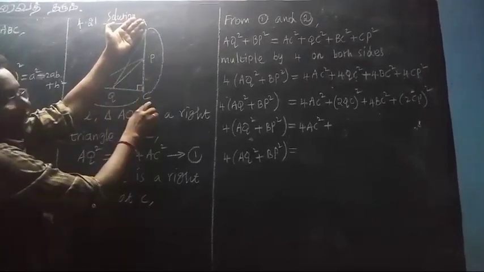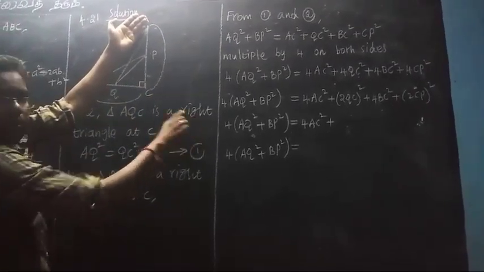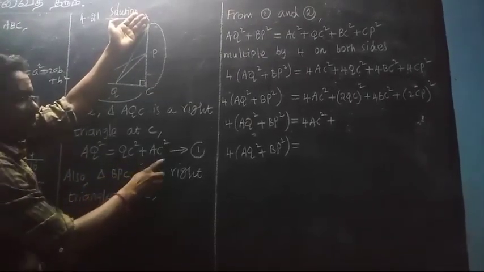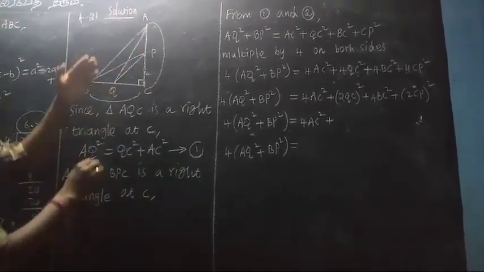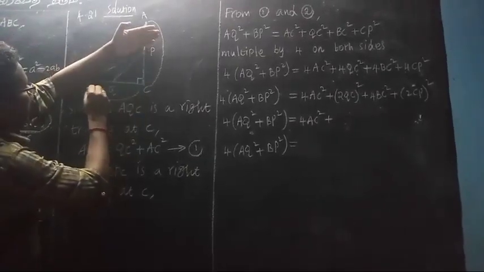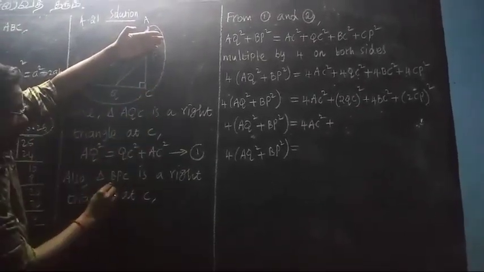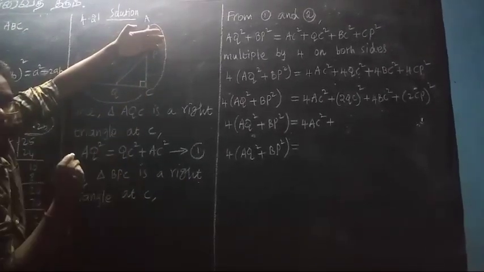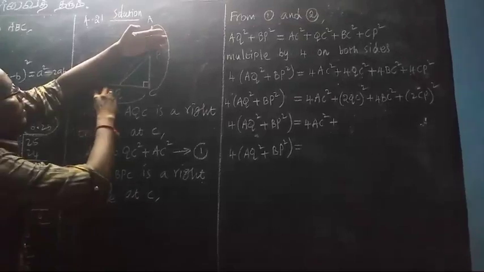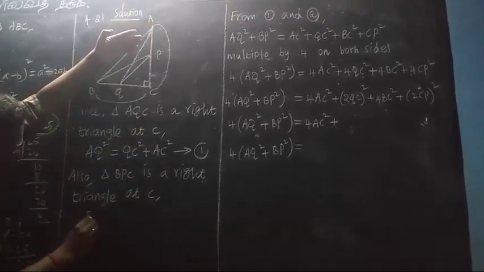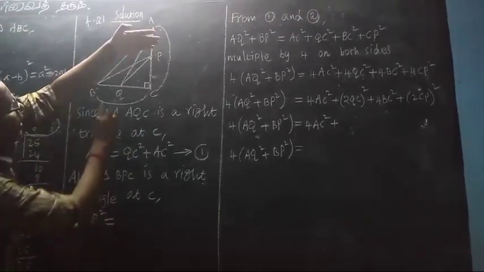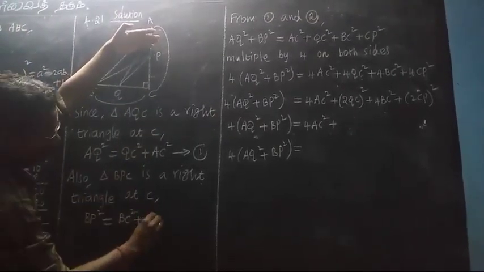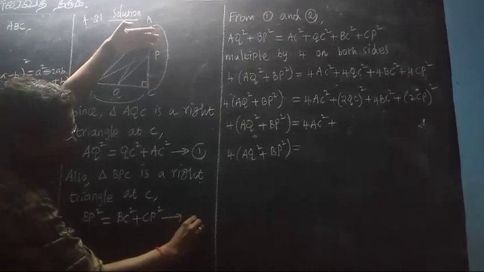First we take right angle triangle AQC, that is AQ square equal to QC square plus AC square, that is equation number 1. Second, take also triangle BPC. BPC is a right angle triangle at C. By using Pythagoras theorem, the hypotenuse side is BP, therefore BP square equal to the other two sides, BC square plus CP square, that is equation number 2.